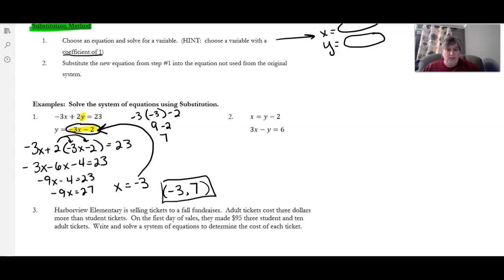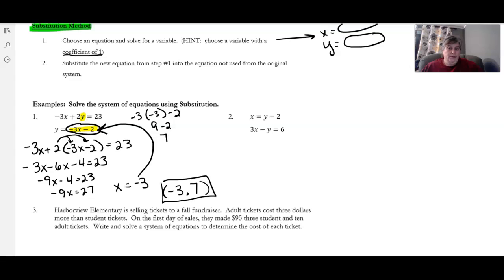So again, I circled something that was alone. It was either an x equals or y equals, and I take that and I plug it into the other equation. Then I distribute and solve, and then I draw my arrow and go back up to my circled equation.